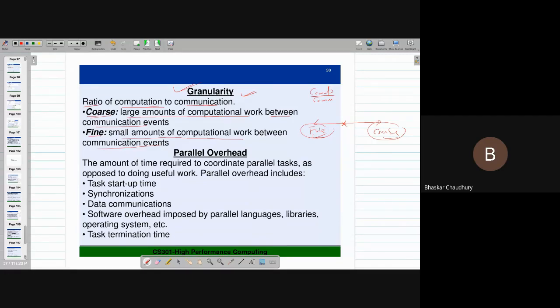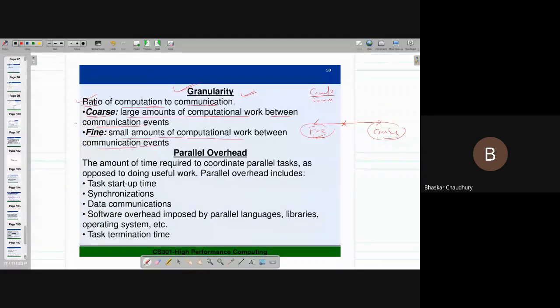So this is the main concept: the ratio of computation to communication. We'll again come to this concept in our future lectures, but just remember this term now, very important in parallel computing: granularity. A couple of terms to be remembered, very important: one is dependencies, second is granularity, and third is concurrency.